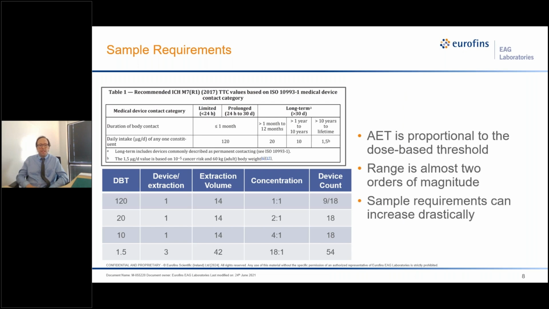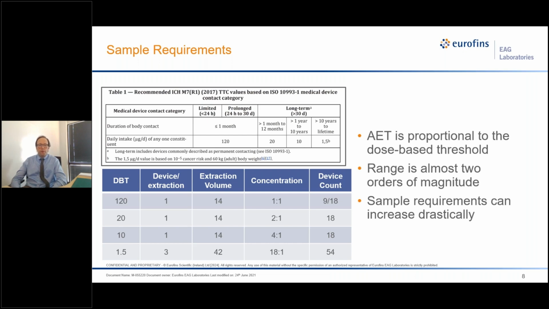So in the previous slide, I spoke briefly about determining the sample requirements, and I'd like to investigate that in a little bit more detail. What you see in the top left here is Table 1 from Part 12, which is discussing the dose-based threshold for devices based on the patient exposure. Below that, you see a table with the various dose-based thresholds and some relevant parameters and device counts for a hypothetical device, which I've calculated just to illustrate the point.